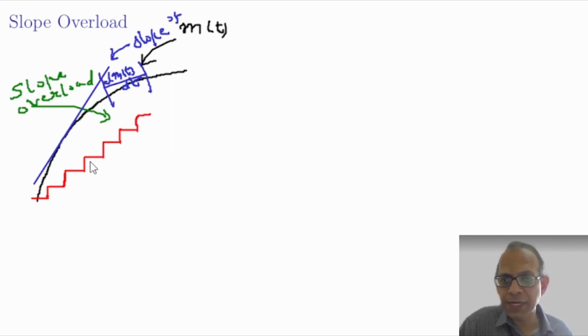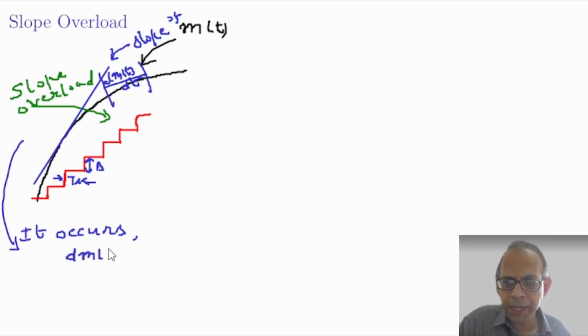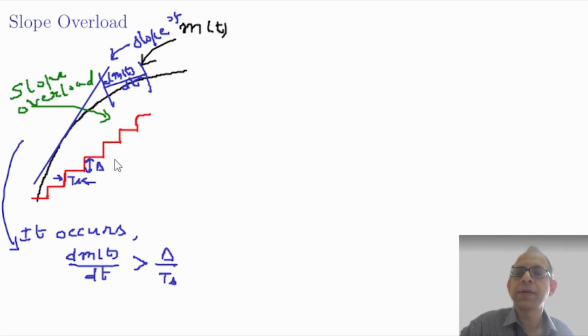And what is the slope of a staircase function? This is the height delta, the step size, and this is the base Ts. So delta by Ts. So slope overload distortion occurs when dm(t)/dt, the slope of the message signal, is greater than delta by Ts, the slope of the staircase function.